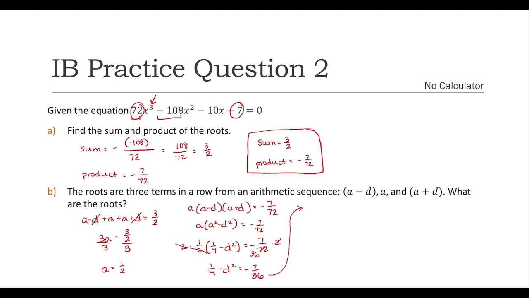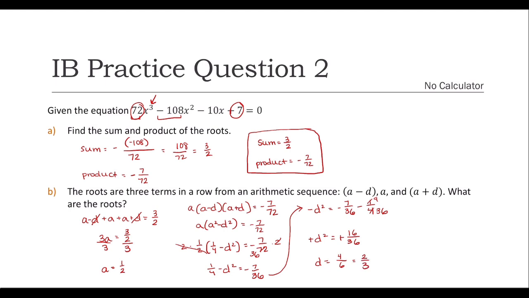We'll subtract 1/4 from both sides to get negative d squared equals negative 7 over 36 minus 1/4. We'll multiply our 1/4 by 9 over 9 to get a common denominator of 36. So we get negative d squared equals negative 16 over 36. We'll multiply both by negative 1 to get positive d squared equals 16 over 36. So d will equal the square root of 16, which is 4, over the square root of 36, which is 6. So that equals 2/3.